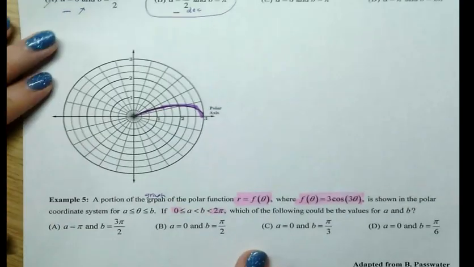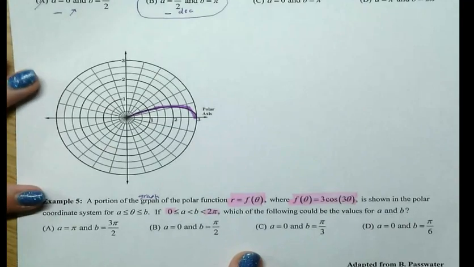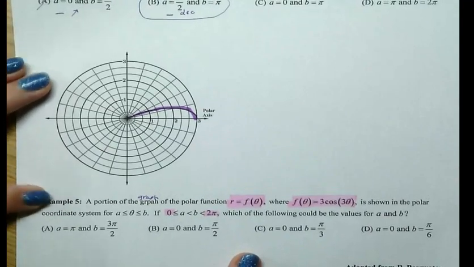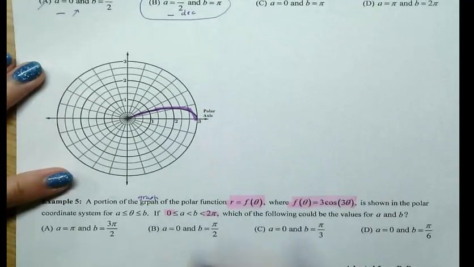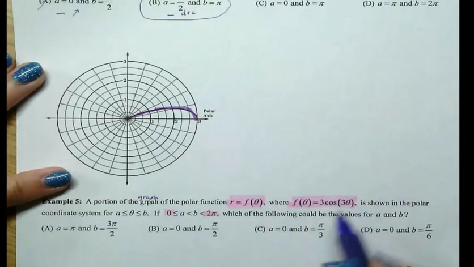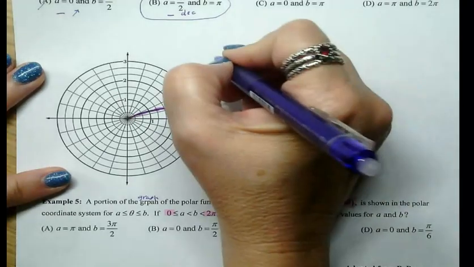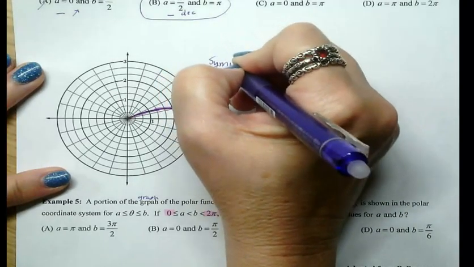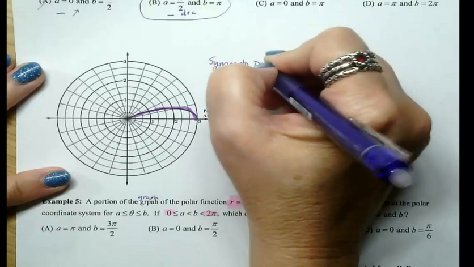So let's look at some of the basics here, and then I'm going to have you pause your video and see if you can test points and figure out which one will work. So for this one, we know that it is right here, it's a cosine. And we said we know that when it's cosine, it's symmetric with respect to the pole axis.